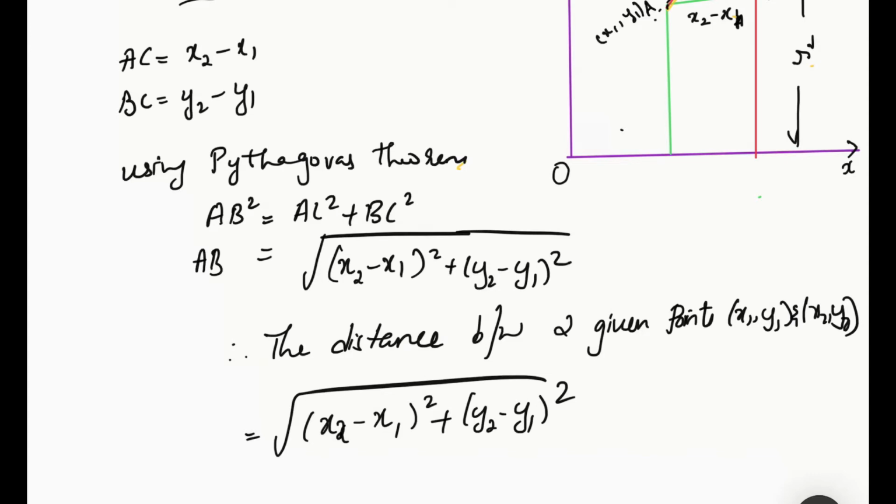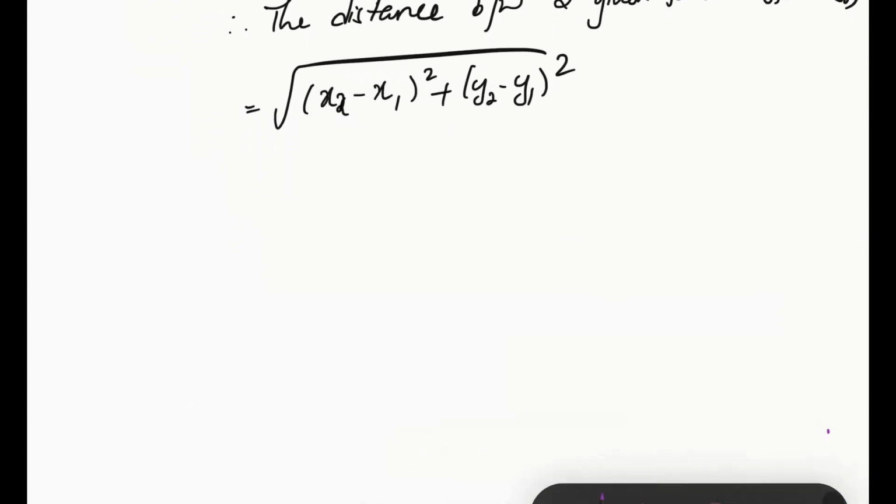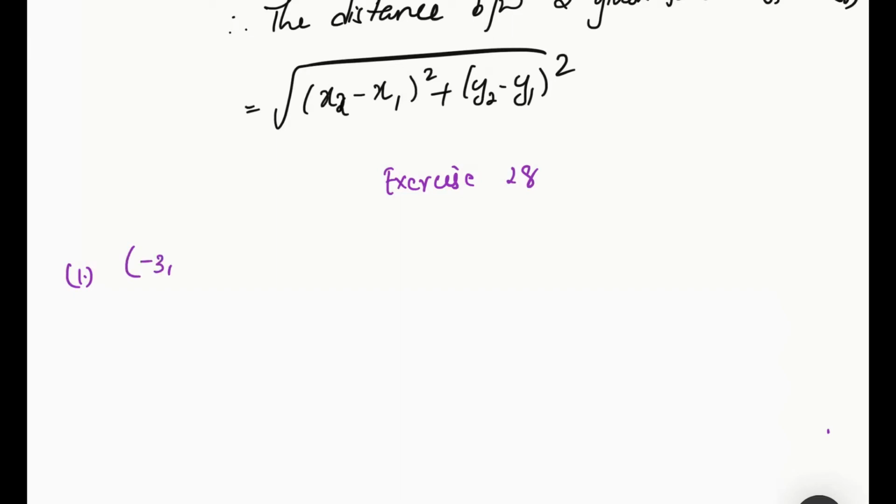Okay, so today let me start with the exercise 28. Let us do a few questions, then you will get a clear idea. Exercise 28. First main, find the distance between the following pair of points. Okay, the first one is (-3, 6) and (2, -6).